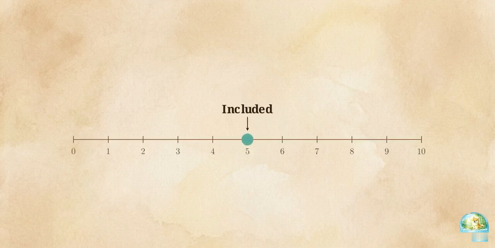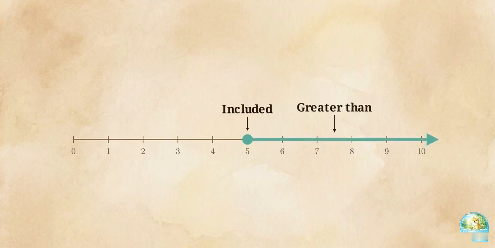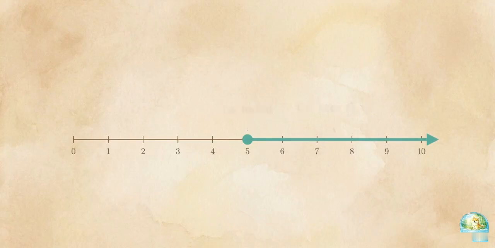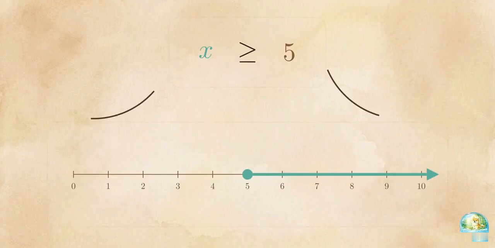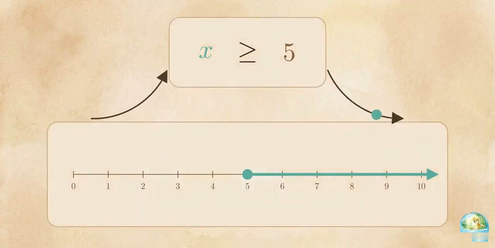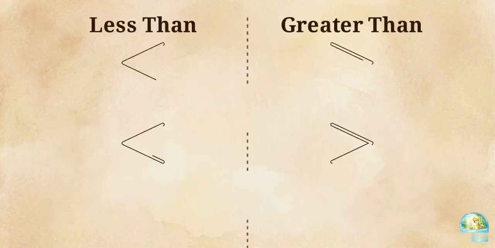A solid, closed circle indicates that the boundary value of 5 is included in the solution set. The shading moving to the right signifies values that are greater than the boundary. When we combine these pieces of data, we find the inequality is X is greater than or equal to 5. Moving effortlessly in both directions, from an inequality to a graph and back again, is a core part of mathematical fluency. This chart summarizes our rules.